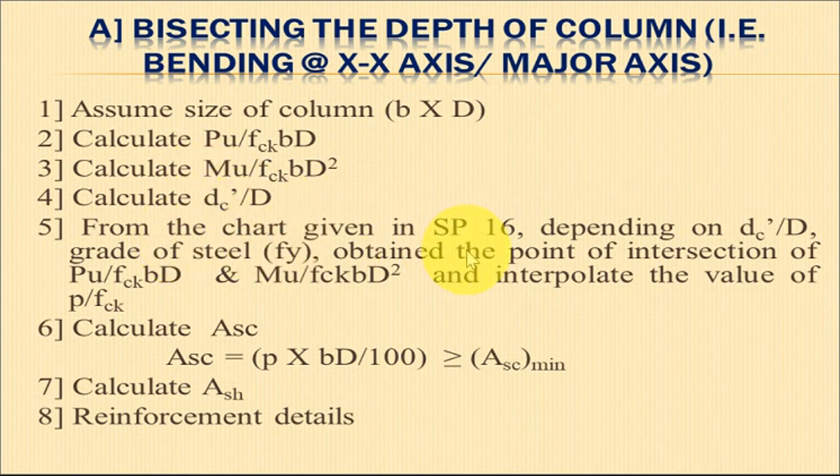From the charts given in SP 16, depending on d' by D and grade of the steel, obtain the point of intersection of Pu by fck bD and Mu by fck bD square, and interpolate the value of p by fck, where p is the percentage of steel. fck is known to you, we get the Asc, and once we know the Asc, we can find out the number of bars, assuming the diameter. Now this is the simple design of the axial loaded column with uniaxial bending.